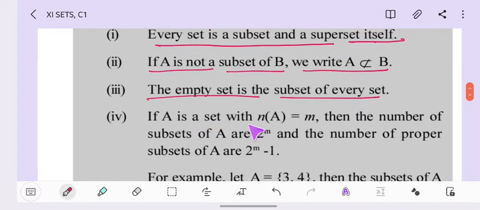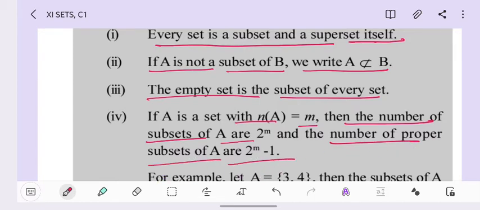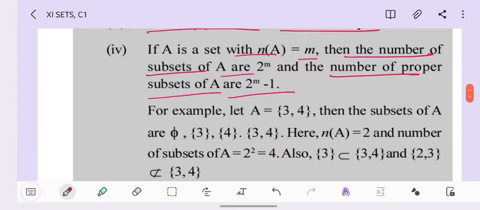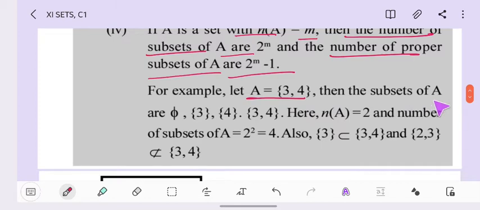If A is a set with cardinal number n of A equals m, then the number of subsets of A is 2 power m, and the number of proper subsets of A is 2 power m minus 1. We'll see this with the help of some examples. For example, A equals {3, 4}, then the subsets of A are the empty set, {3}, {4}, and {3, 4}, that is, a single number 3, or 4, or combined 3 and 4.